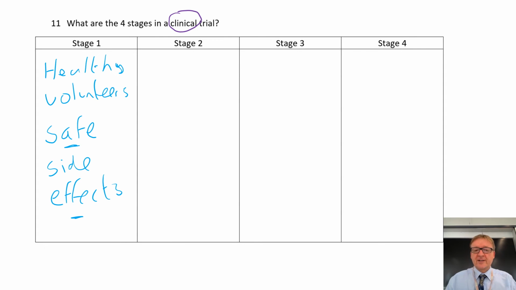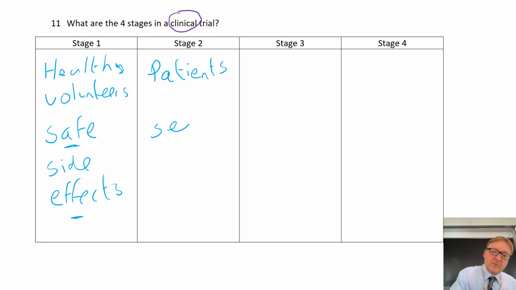If it goes through that and everything's fine, then they will do the actual drug trial on patients, but a very small amount. And what they're going to do this time is see if it works. So then they're looking at the efficacy. So you've got a drug that is designed to get rid of a certain type of cancer. You give them the drug. If it gets rid of that certain type of cancer, has an effect on it, stage 2 is good.